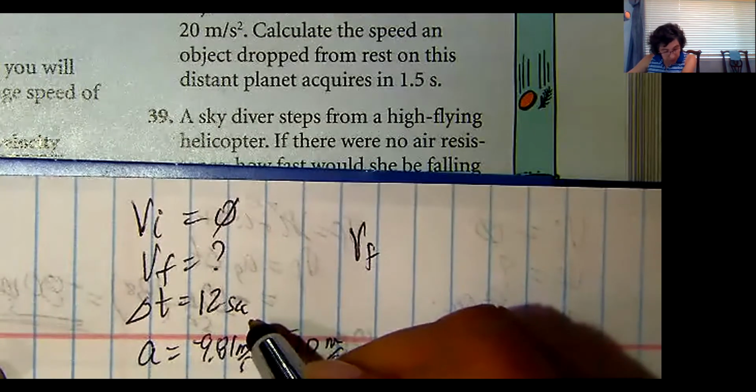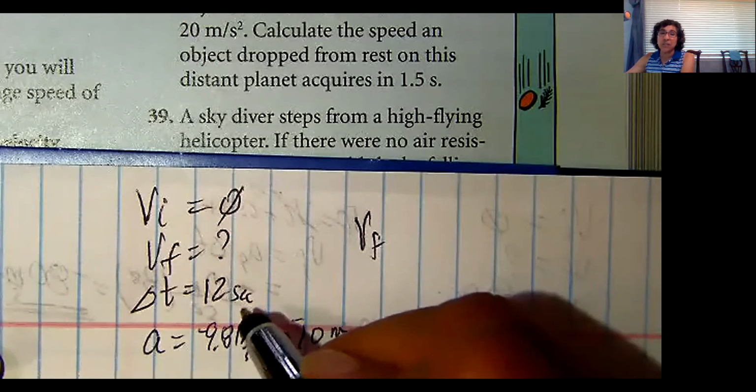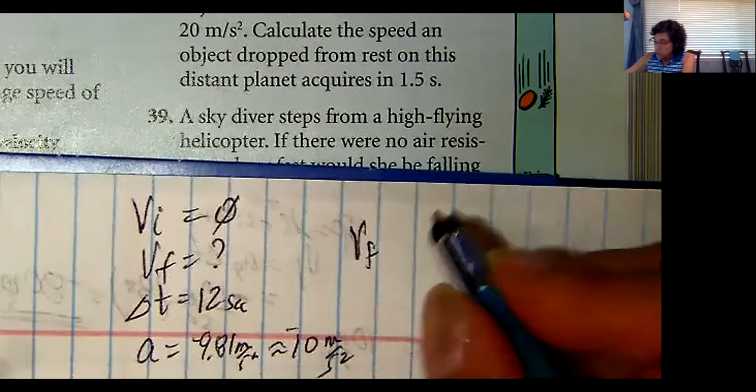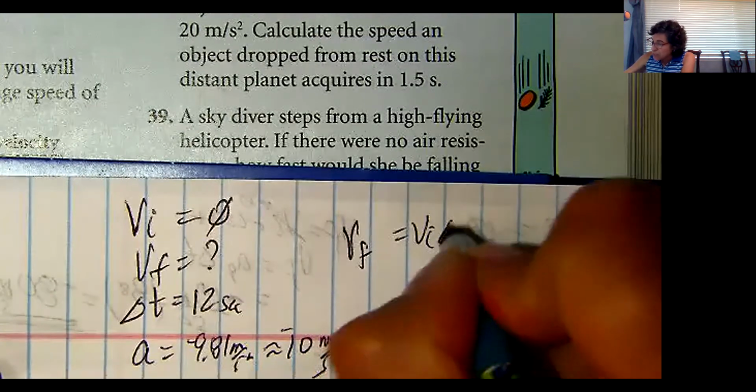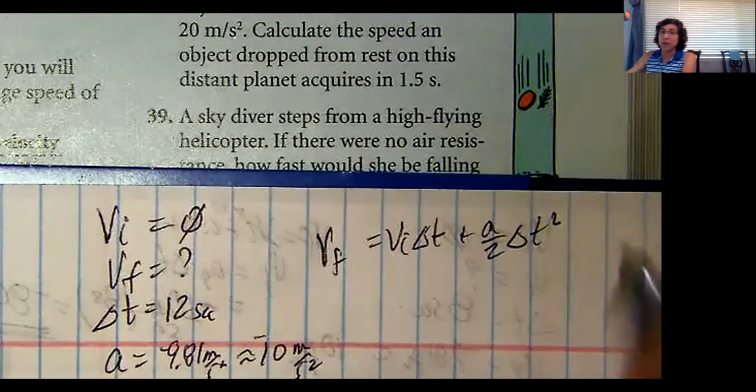They didn't give us the displacement. That's why we're using this equation. We don't know what delta y is. We're using a delta t instead. So we have to use this equation. I'm going to go ahead and give you the long one: v initial times t plus a over 2 delta t squared.